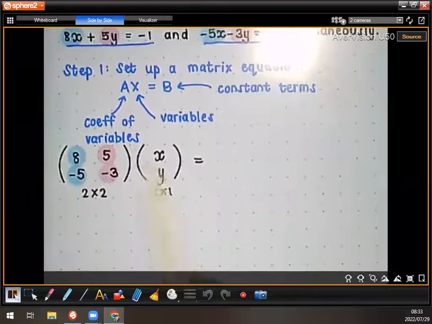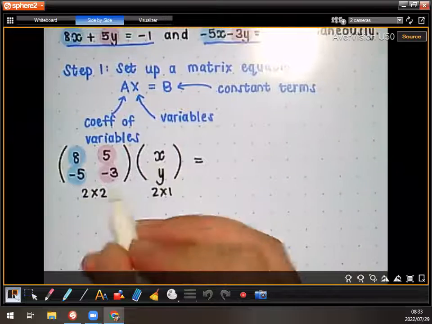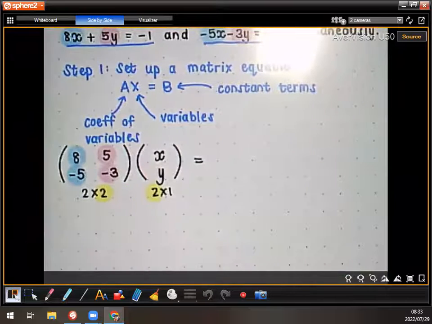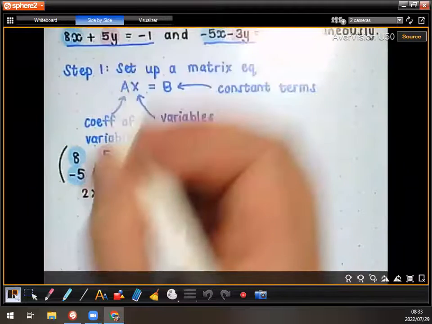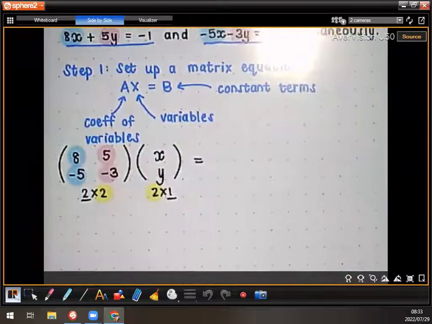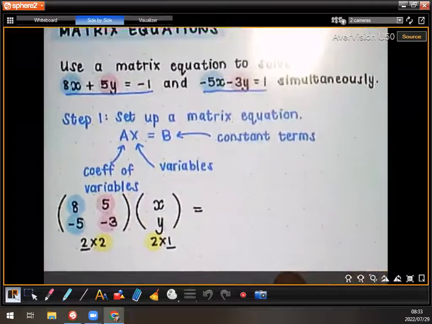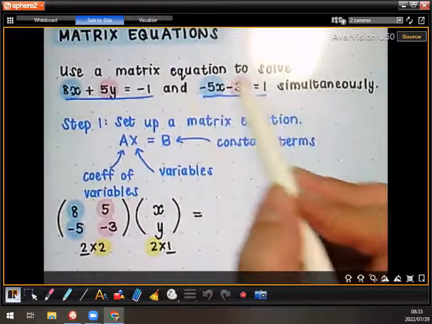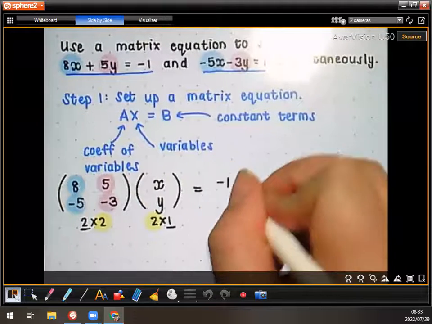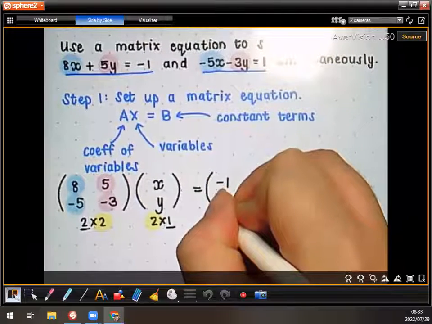Okay, now guys, if we're looking there at this equation, we're taking a 2 by 2 and a 2 by 1. Let me just highlight the correct one. Those two inner numbers are the same, so I can multiply them. What is my answer going to be, guys? If I multiply those two matrices together, it's going to be a 2 by 1. So two rows, one column. So it's going to look like this, right? So that is what we're going to write for our constant terms matrix. Negative 1 and positive 1. It's going to be a 2 by 1 matrix.